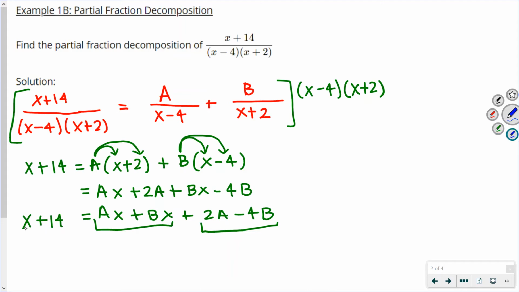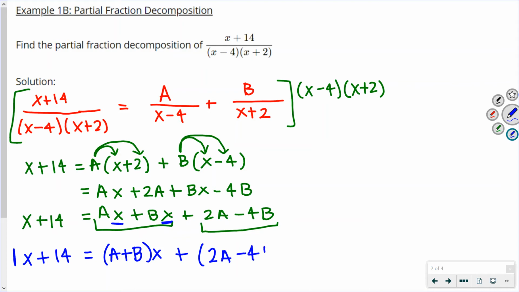So now let's look at what we have here and what we have here. Well, one more thing, sorry. I have x plus 14, and I'm going to write a 1 in front of this x because it's understood that there's a 1 there. What we're going to do is factor out this x, since they both have it in common. If we factor it out, I'm left with A plus B, and then we pulled out the x. 2A minus 4B, you can just leave it like that. If you want to factor out 2, you can, but we're going to use our calculator to solve these in just a minute.